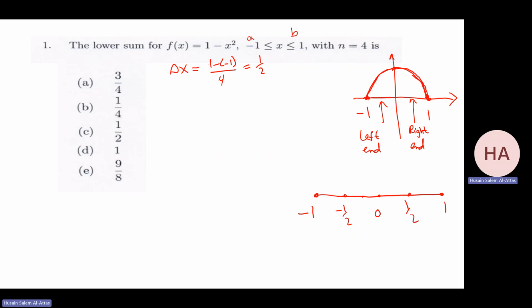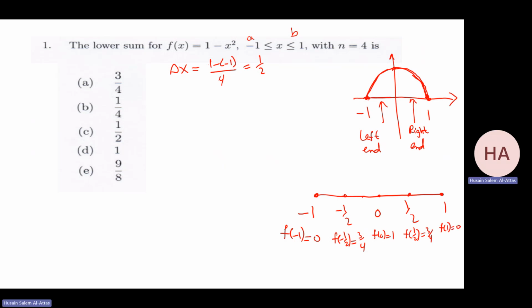So now, f of -1 will be what? 1 minus 1, which is 0. F of minus half will be what? 1 minus 1 over 4, which is 3 over 4. F of 0, it will be 1. F of half, it will be 1 minus 3 over 4. F of 1 will be 0.